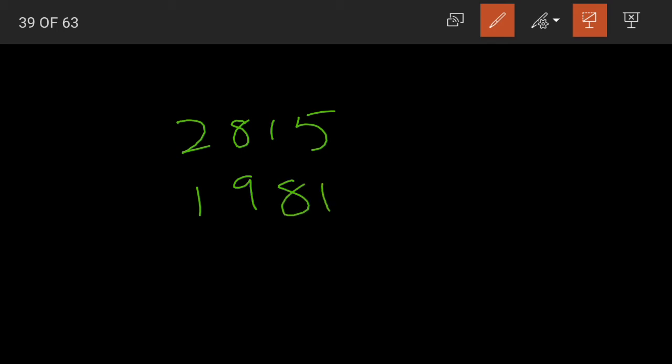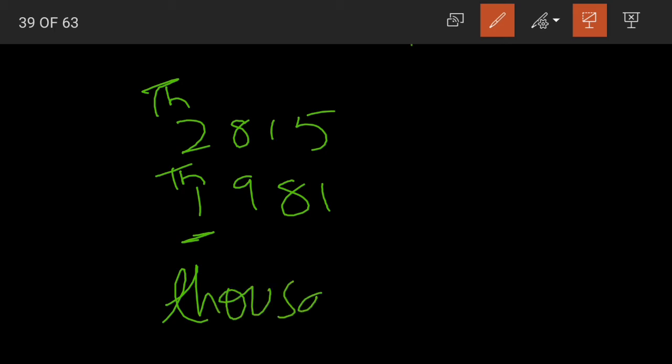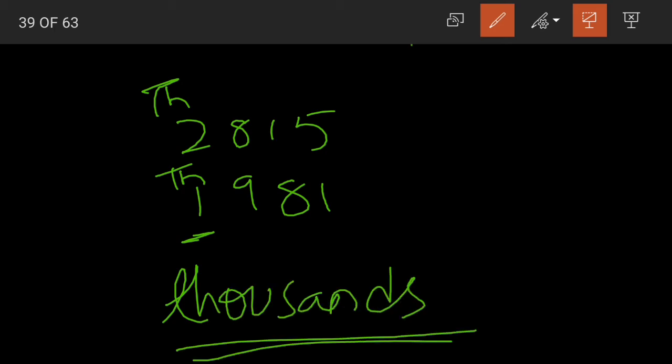Now if you look at both the numbers here, 2815 and 1981. Again children, in the question they did not tell us whether to round off to the nearest tens, hundreds or thousands. Yes, we need to find out. Here both the numbers have thousands as their highest place value. So we'll round them off to the nearest thousands.